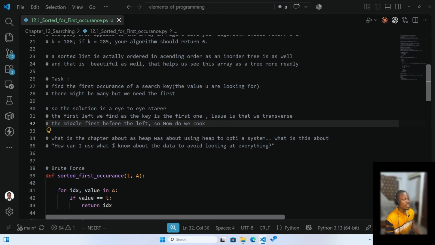So basically, it is simply looking at the data and figuring out the best way to work with it in the sense of searching through it, because this is a searching chapter. We are going to be searching throughout this chapter. So you're saying, I'm looking at this data, how do I best go about it so I don't just create a system that fails? I'm trying to get everything to be right. How do I use what I know about the data to avoid looking at everything? That's basically what this chapter is about.